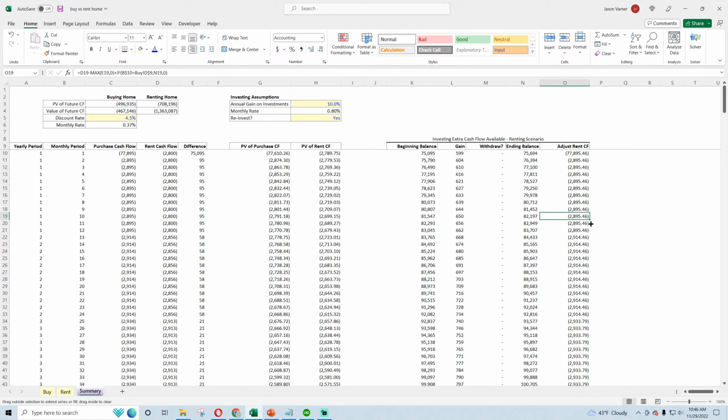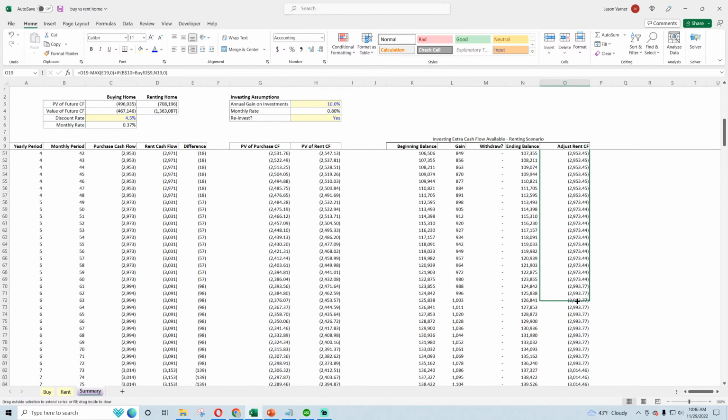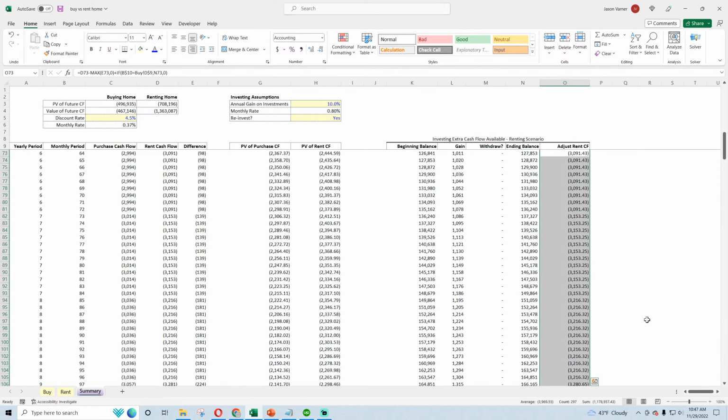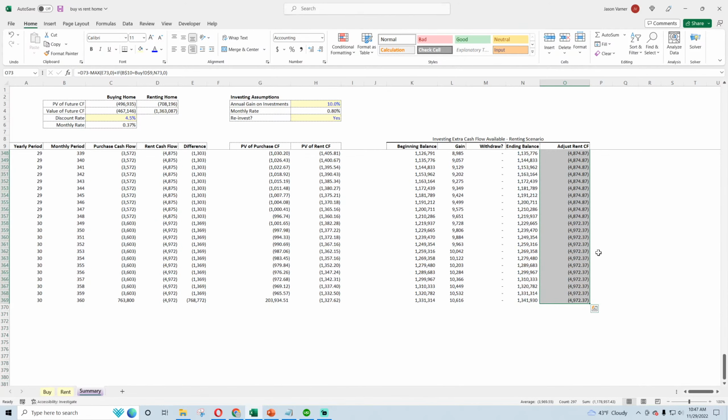So if we drag this down, what happens when we start to get a flip in cash flow? We want this to be the same as, perfect. So this is now saying, okay, now that renting is more expensive than buying, there is no extra cash flow difference to invest. So your actual cash flow for renting is going to be what it was here, which is just your rent and utilities. Okay, so that makes sense. So there's that, and then the last period, it's that.